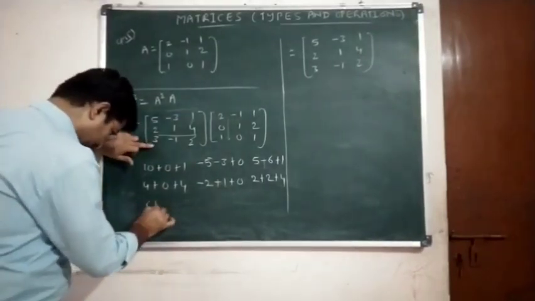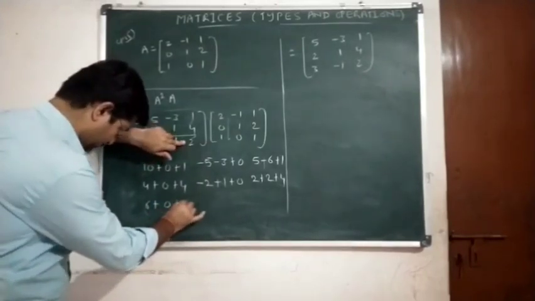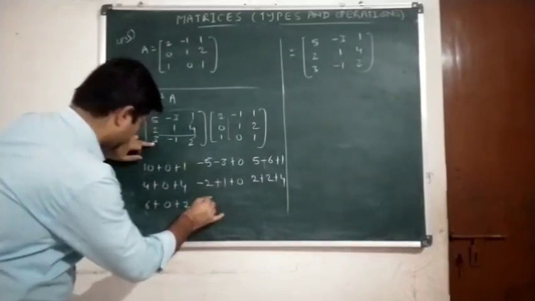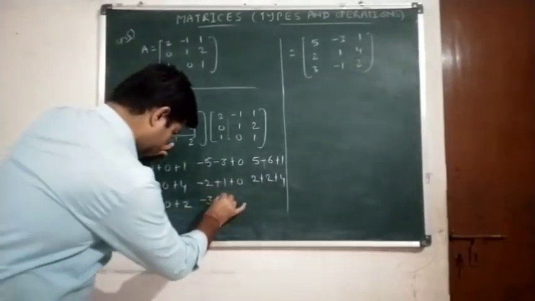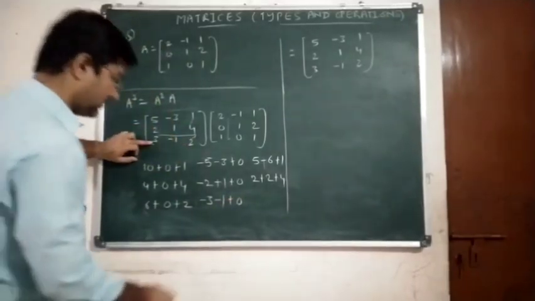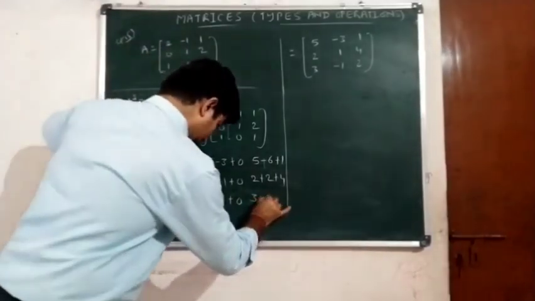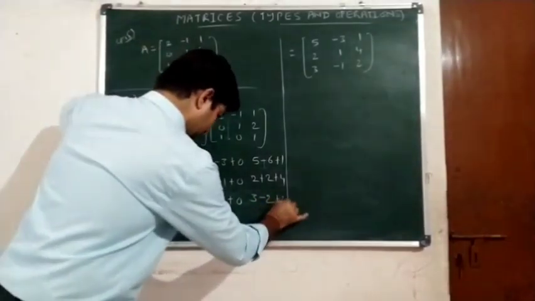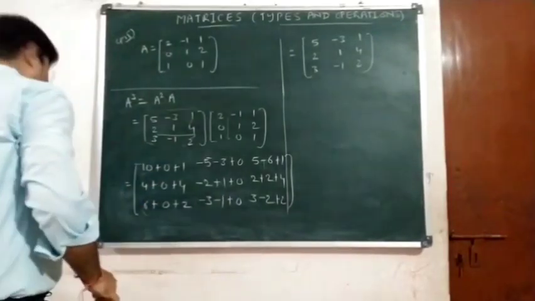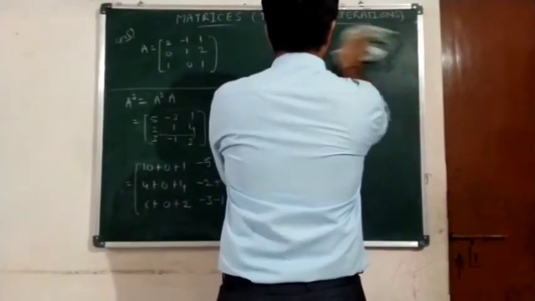So 3 2s are 6 plus minus 1 into 0 is 0 plus 2 1s are 2. Now second column, 3 into minus 1 is minus 3, minus 1 1s are minus 1, 2 into 0 is 0. With the third column, 3 1s are 3, minus 1 into 2 is minus 2 and 2 1s are 2. Clear? So this is A square into A. Now finally we will write down the answer for A cube.